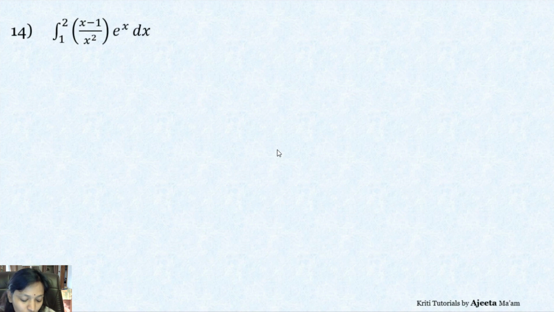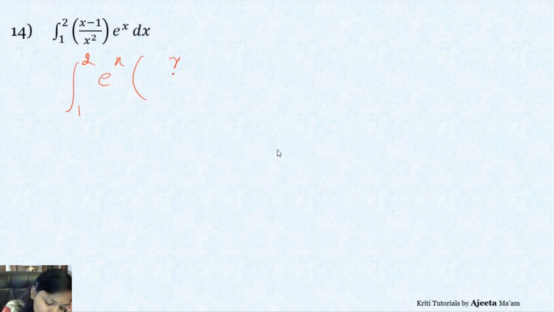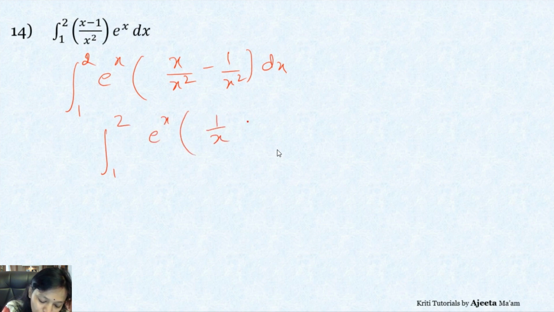Now x minus 1 whole upon x square into exponential x. Now again we will use the theorem. Correct? So what will you get? 1 to 2 exponential x. Now we will separate x upon x square and minus 1 upon x square. We will go with the theorem now. So 1 to 2 exponential x. So what will you get? 1 upon x minus 1 upon x square dx.